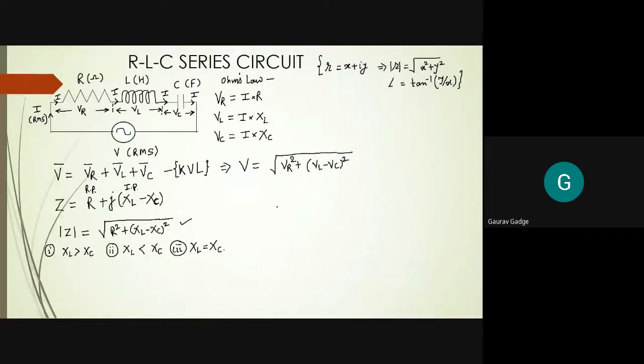This is also a derivation, a pattern, a particular way from which we get this expression. But right now I'm not going to concentrate on the process of getting this equation, because we just need the final equation which we need to solve the numerical. So V is equal to root of VR square plus (VL minus VC) bracket square. Okay, so this is the voltage equation.